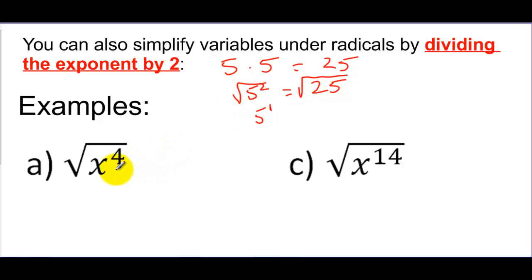So I can apply the same thing here. I can say, what number, when I multiply it by itself, in this case that number is going to be a variable, right? What variable, when I multiply it by itself, gives me x to the fourth? Well, the answer is x squared times x squared gives me x to the fourth. So I can just cut this in half and say, no more radical, just x squared. Okay? Same thing over here. I can say, what number, when I multiply it by itself, gives me x to the 14th? Well, if you remember your exponent rules, x to the 7th times x to the 7th is x to the 14th. So I can just say, well, this is x to the 7th. That works, right? So this is going to work for any expression that has exponents in it, okay?